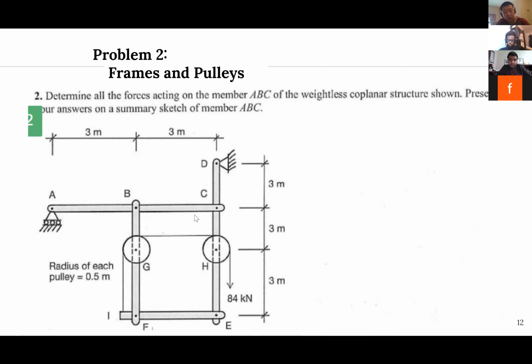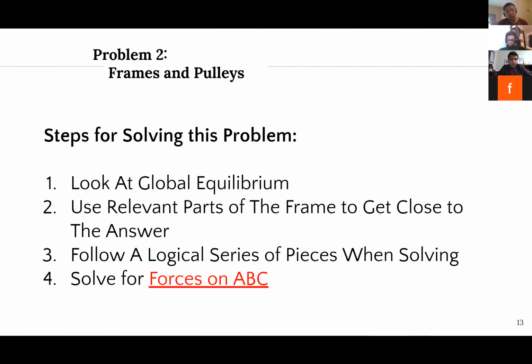So let's get straight away into solving the question. Here are our 4 steps towards solving this problem. First, we're going to look at global equilibrium and see what we can solve with that. Second, we're going to use relevant parts of the frame to get close to the answer. That's exactly what we were just talking about, which is solve only what you need to solve for. Then third, we're going to follow a logical series of pieces when solving. So we might need to go in a certain order. We just have to think about that logically, and I'll explain how we can do that.